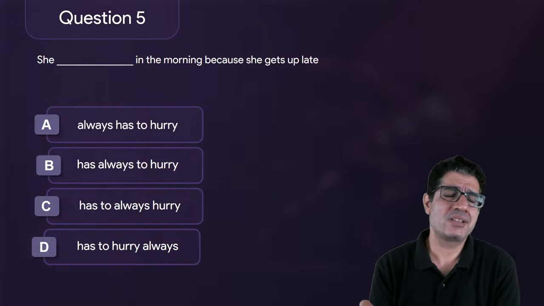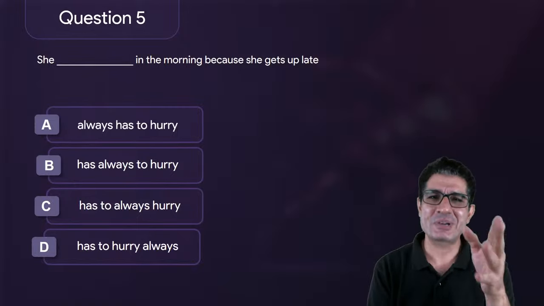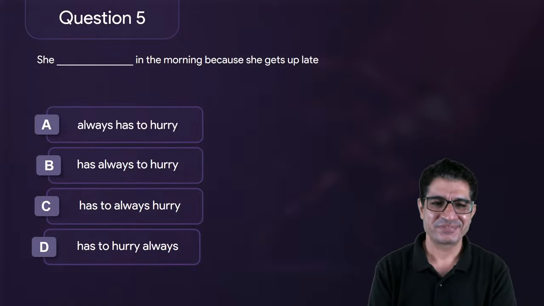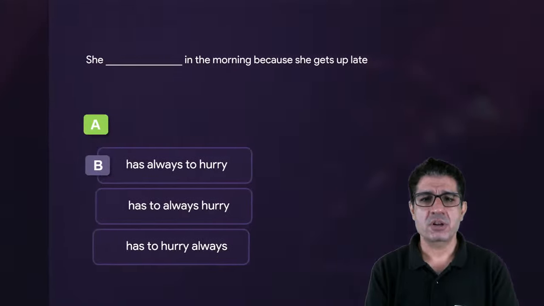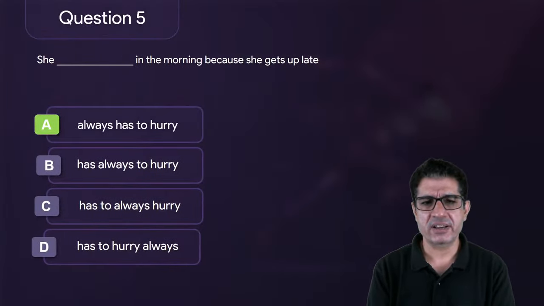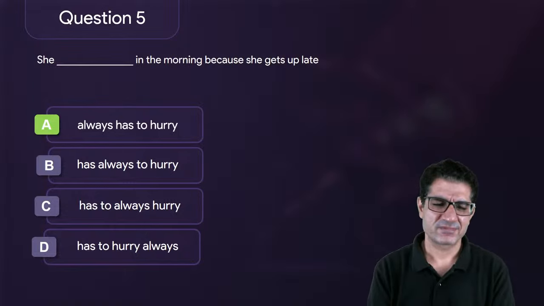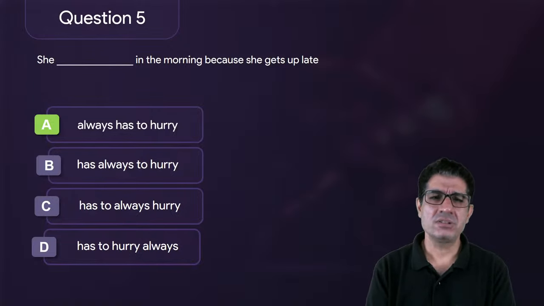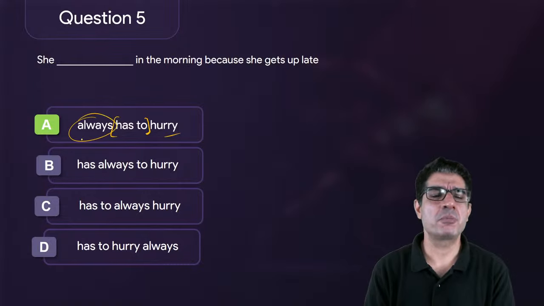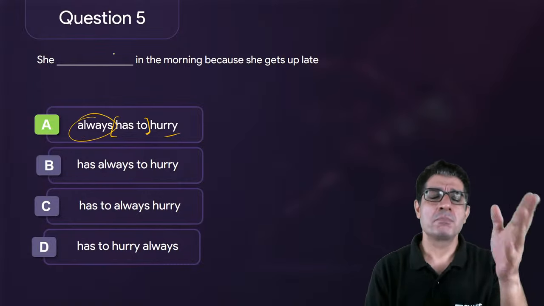Abhinami, modal auxiliary verbs are helping verbs, and helping verbs typically come before the main verb. Yes, the answer to question number 5 is indeed A. Most of you are getting it right. So this should work. She always has to hurry. So hurry is a verb. Has to is a modal auxiliary or helping verb. This is an adverb of frequency. An adverb of frequency comes before the verb normally.